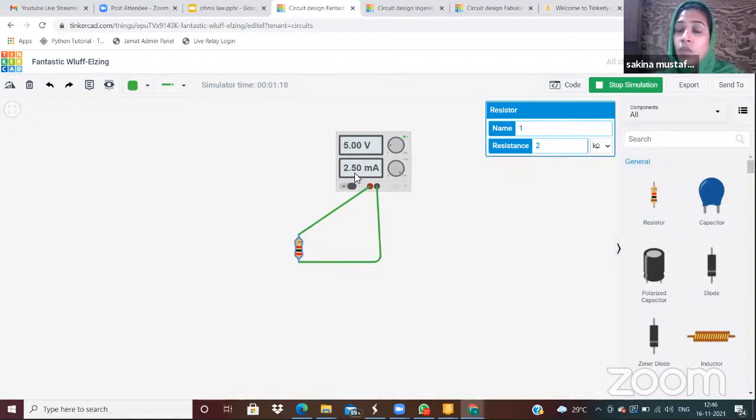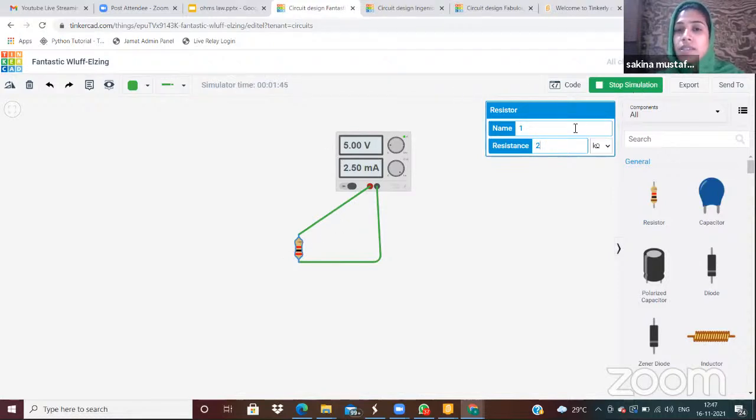And what is the current? 2.5 into 2, we get the 5. So V is equal to IR. That is Ohm's law, right? So if we apply too much resistance, the current is decreasing, but the voltage will be the same. So we are multiplying the current into the resistor, and the voltage we are getting, right?